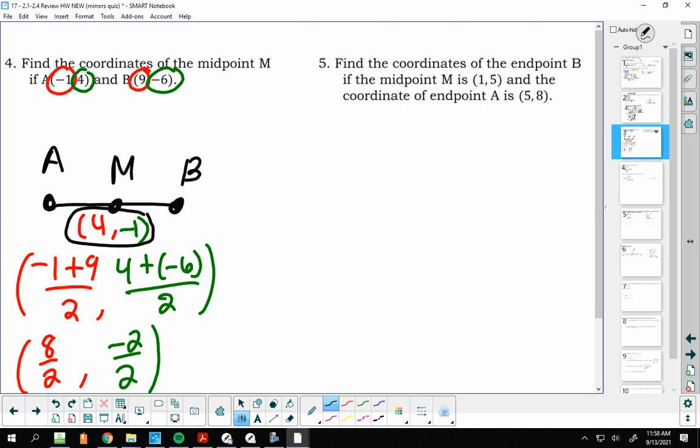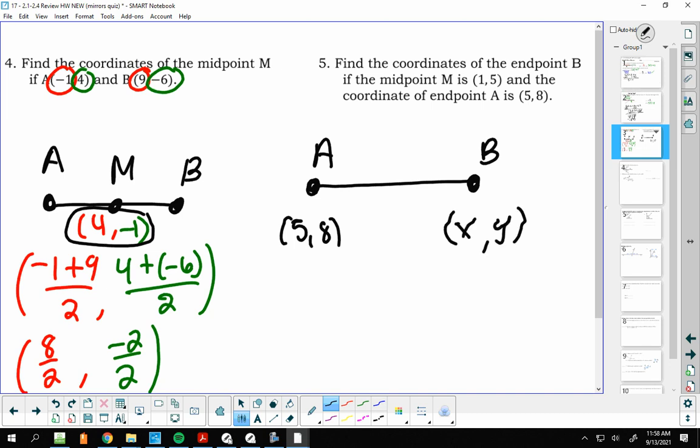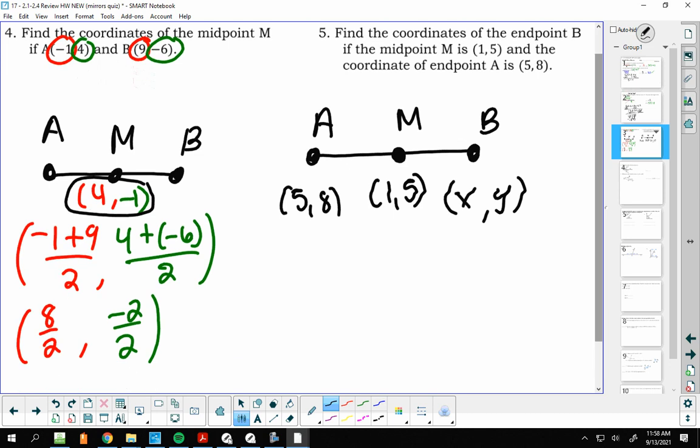So now we're finding the coordinates of an endpoint B if we know the midpoint is 1, 5 and A is at 5, 8. So we have A at 5, 8. We don't know our other endpoint B, right? That's what we're trying to find, x and y. And then we know the coordinates of our midpoint M is at 1, 5. There are 2 different ways to do this, and I'm going to show you both. I think one of them's easier, but I do want to show you the second method.